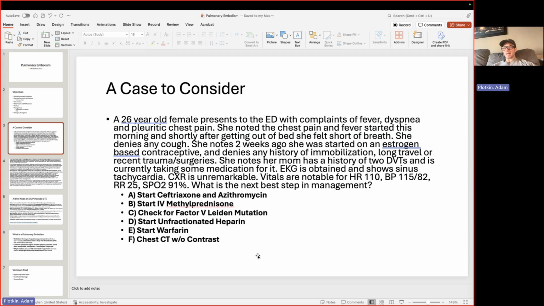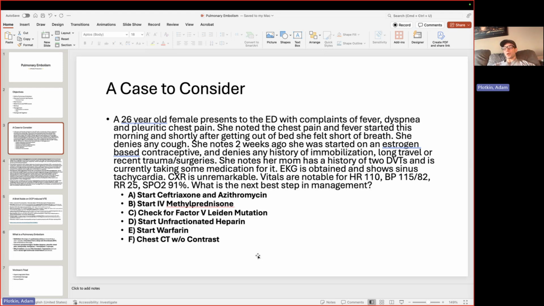Factor V Leiden, right? We're going to talk about this in a second. This patient may have factor V Leiden. They might be homozygous. They might be heterozygous, right? The mom has a history of DVTs, multiple DVTs, right? And this patient was started on estrogen-based therapy that kind of kicked off a hypercoagulable state, right? I'll show you the data in a second about why that should key you in on potential thrombophilia.